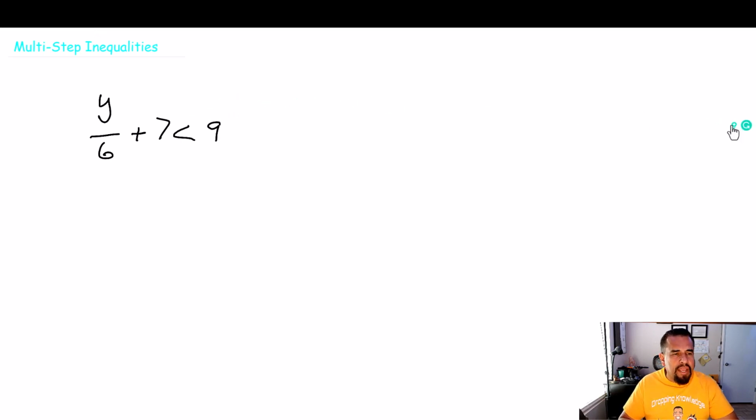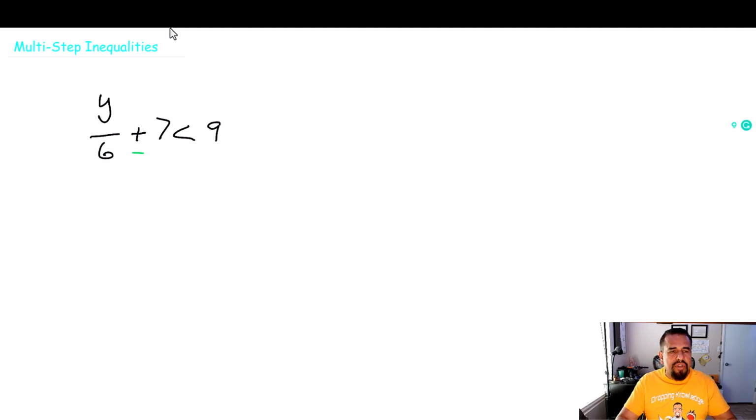Okay. So remember that when we talk about one-step, two-step, or multi-step equations, that just means the number of operations that you will need to actually solve the equation. It doesn't mean that it would take 1, 2 steps or many steps. So in this case, this is a two-step inequality, so it's going to take 2 operations to solve it. So the first thing we're going to do is subtract the 7 from both sides.